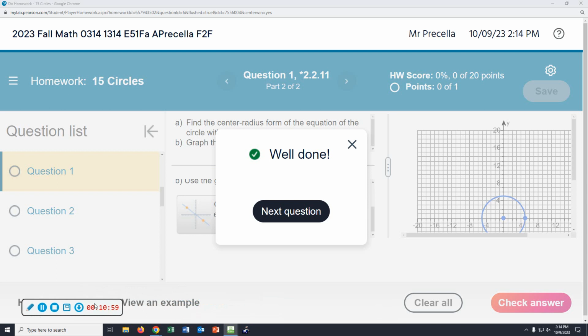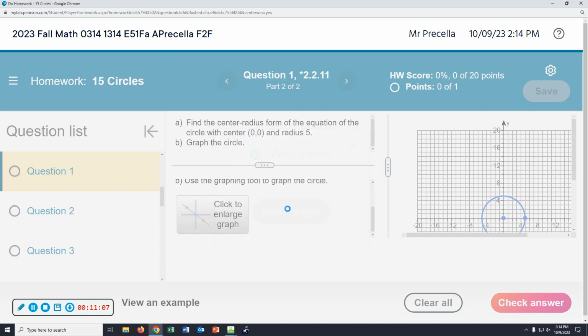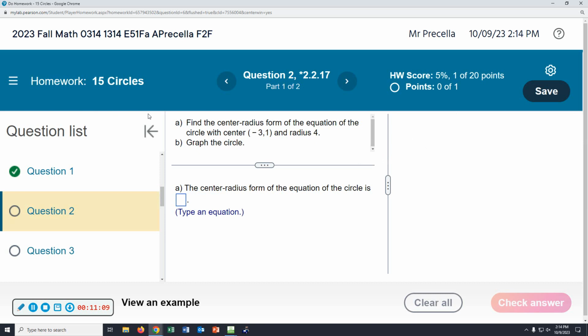Any questions there? Let's do one that's not centered at the origin. Those are the ones that are a little more interesting. So, number 2. Let me write it down. The center is at -3, 1, and the radius is 4. They tell us the center is at -3, +1, and the radius is 4.